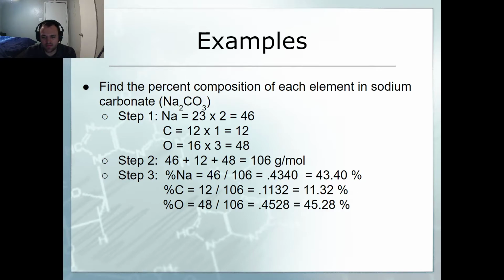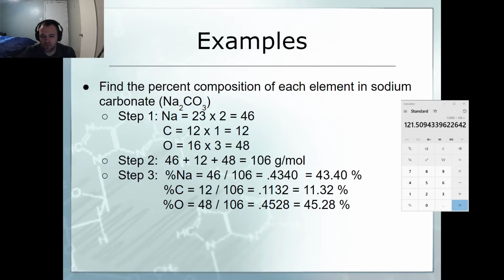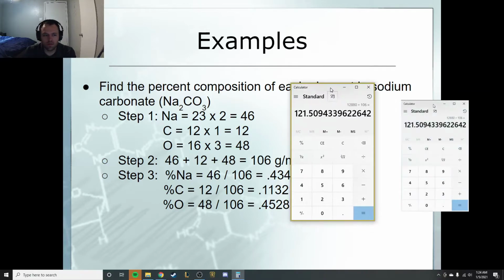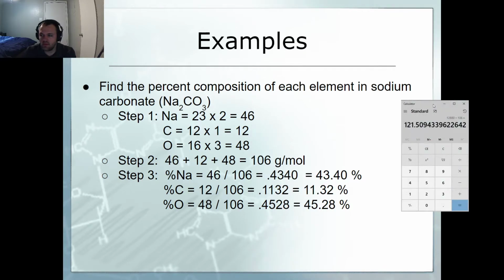And when you plug that in, 46 divided by 106, it's going to spit out this decimal for you. Okay? Your last step here is to take this and multiply it by 100. And that will give you your percentage of sodium in sodium carbonate. So 43.396, we're rounding to 2 decimals in the percentages, so we would say 43.40%.